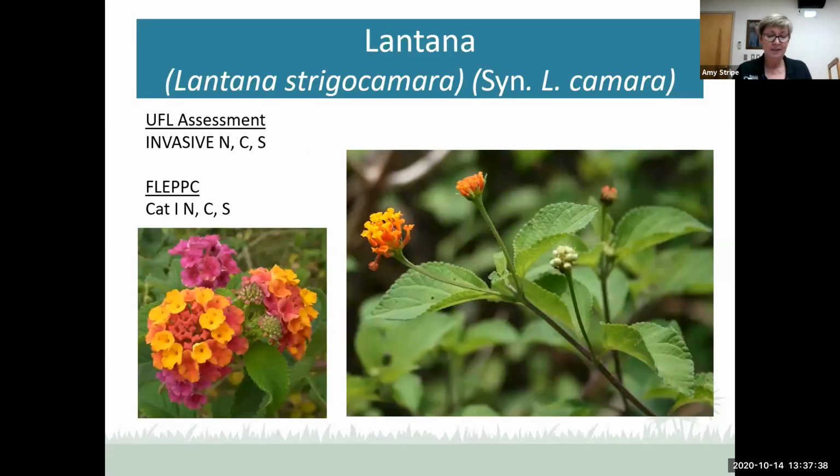All right, lantana. Oof. So lantana used to be called Lantana camara. It has now been reclassified or renamed as Lantana strigocamara. Never mind, it is invasive in North, Central, and South Florida. FLEPPC calls it a Category 1 throughout the state, so it is really considered highly invasive. It is native to Central and South America. It is wildly popular because it tolerates heat, drought, salt, all sorts of things. But it really quickly spreads into disturbed sites, and it is toxic to wildlife.